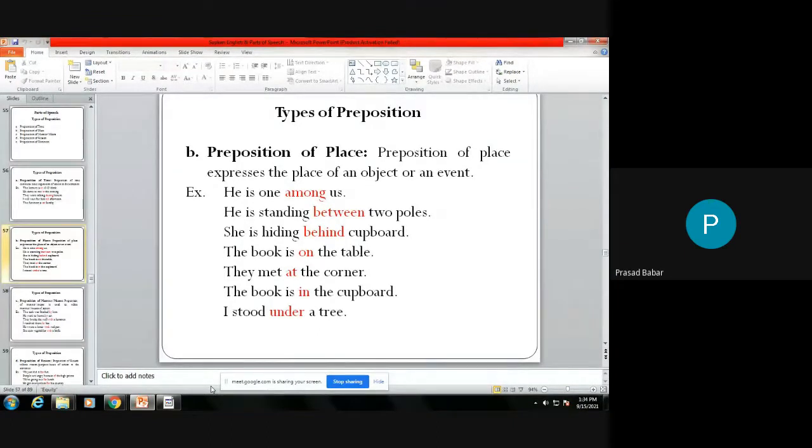Okay, at the corner. If we give the answer like "the corner", is it a meaningful answer? Can we get any type of meaning from this phrase, the corner? No, we are not getting any type of meaning. So at here gives the meaning to that phrase, the corner. So that is why at is working as a preposition of place.